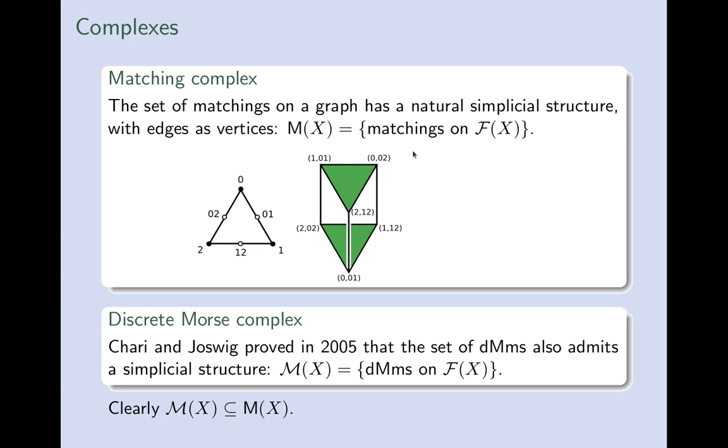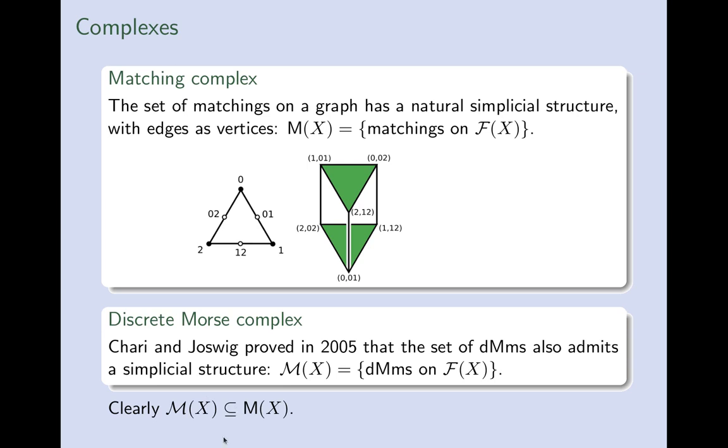Another related object that was introduced by Chari and Joswig around 2005 is the same thing, only for discrete Morse matchings instead of just matchings. It's slightly trickier to prove, but again, the set of discrete Morse matchings on the face poset of a given simplicial complex has the structure of a simplicial complex. And since every discrete Morse matching is in particular a matching, we get for free this inclusion as subcomplexes.